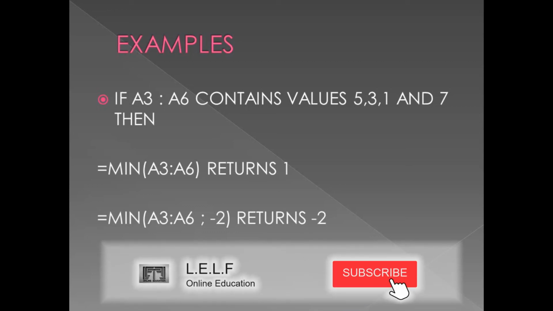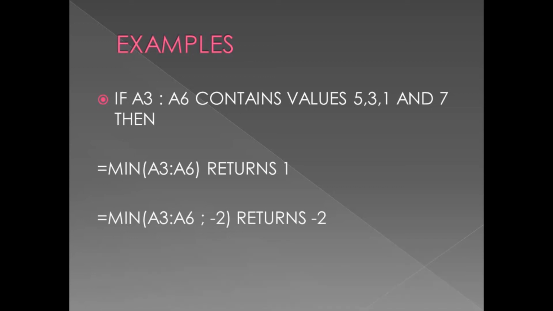In this case, there are two arguments. The first one is a range of cells, that is A3 to A6, and the minimum value in this range is 1. And the second argument is minus 2. So, between both the arguments, the minimum value is minus 2.